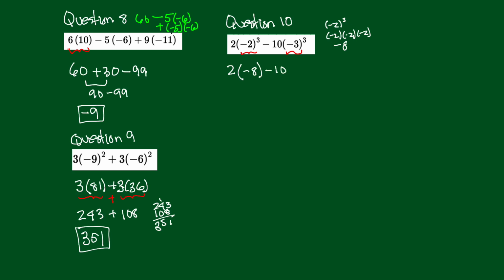And then minus 10 times, now, negative 3 cubed. Well, negative 3 times negative 3 times negative 3. That is negative 27. Now, I have a multiplication, a subtraction, and a multiplication. Let's take care of this multiplication. So positive 2 times negative 8 is negative 16. And the way I'm going to look at this is negative 10 times negative 27 is positive 270.